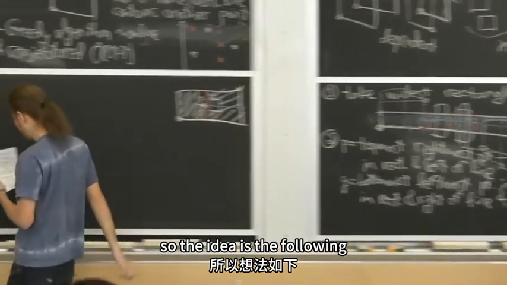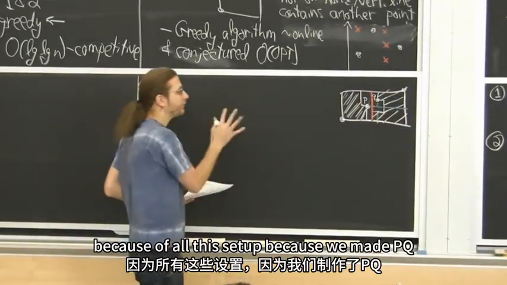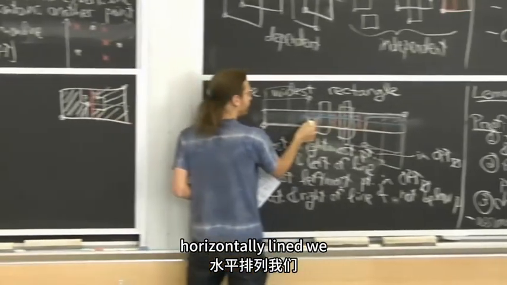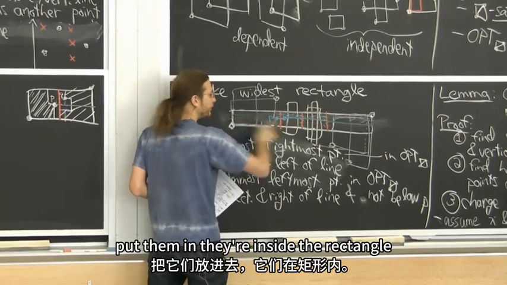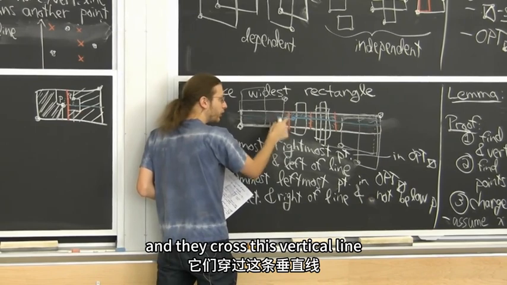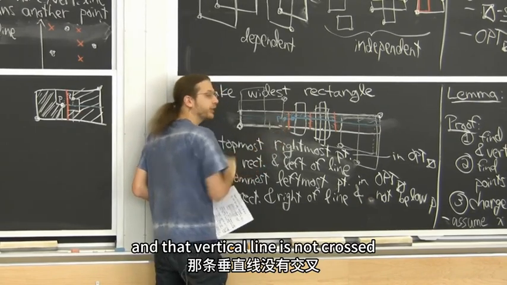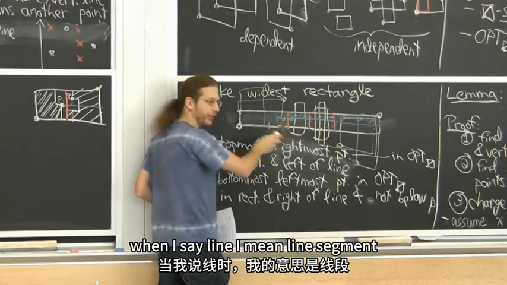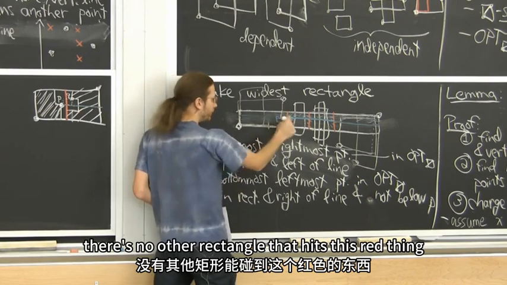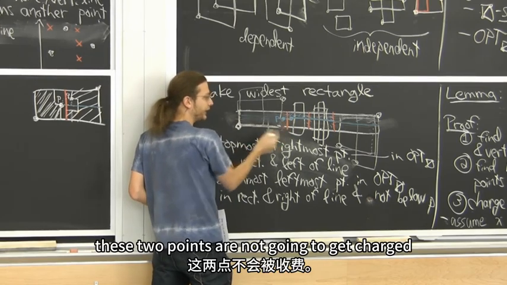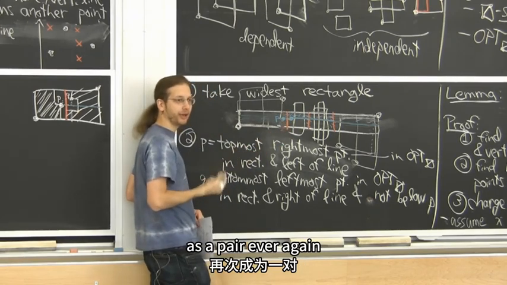So the idea is the following. Because of all this setup, because we made PQ horizontally aligned, we put them in, they're inside the rectangle, and furthermore they're adjacent and they cross this vertical line. And that vertical line is not crossed by any other rectangle. When I say line, I mean line segment. There's no other rectangle that hits this red thing. Therefore, these 2 points are not going to get charged as a pair ever again.